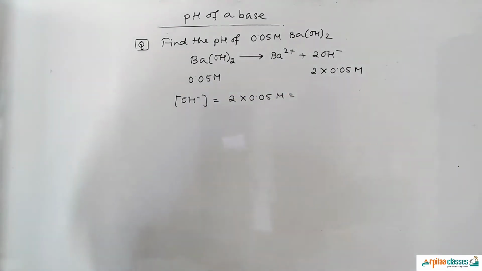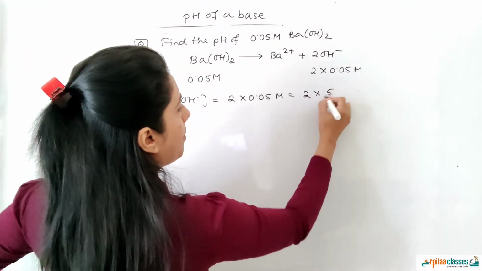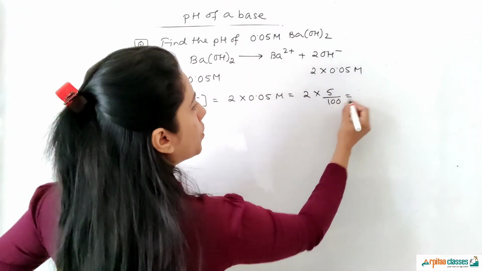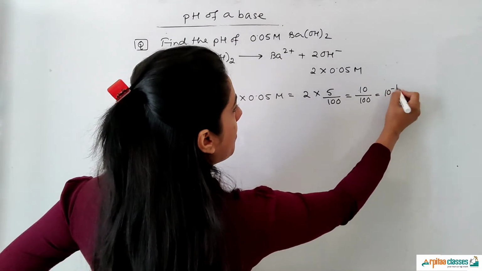Multiply this, how much is it coming? 2 into, so this is actually, if I write it, 2 into 5 upon 100. So that is 10 upon 100, and 10 upon 100 means 10 raised to power minus 1.